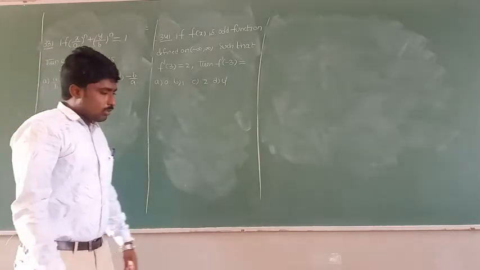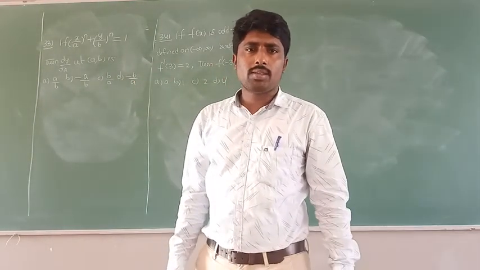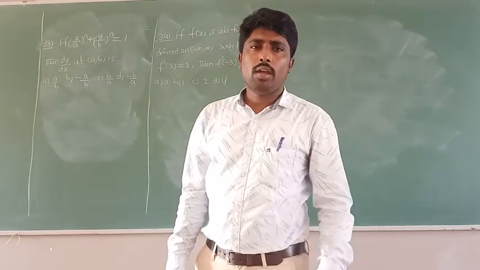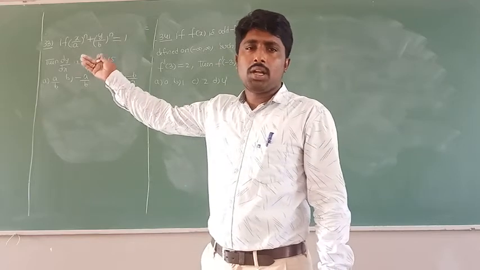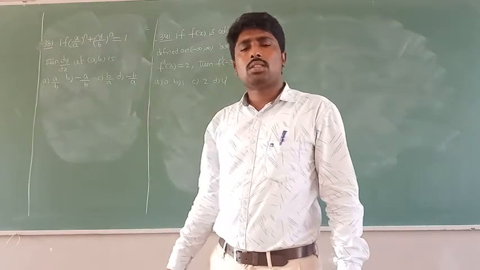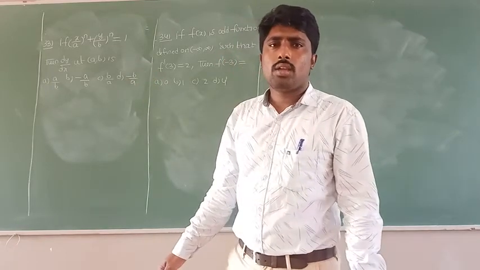So in the second year concept, dy by dx is nothing but the slope of a tangent. So you need to find the slope of the tangent at a comma b. So that is the next year concept. So that's why you need to find dy by dx at a comma b.